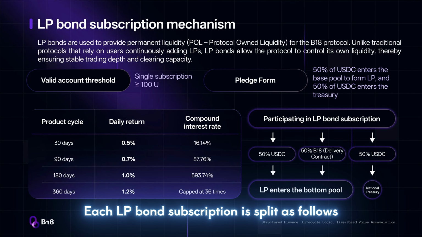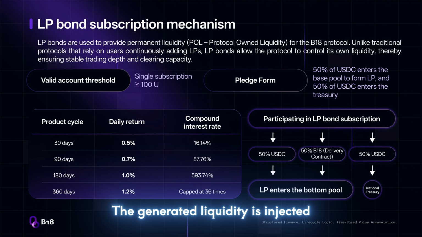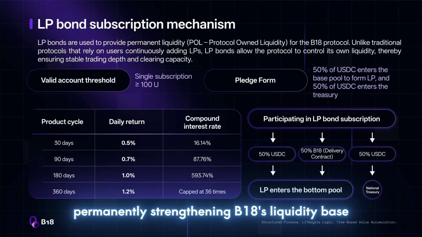Each LP bond subscription is split as follows: 50% USDC is used to form liquidity pairs, and 50% is converted into B18 through the delivery contract. The generated liquidity is injected into the protocol-owned bottom pool, permanently strengthening B18's liquidity base rather than short-term incentives.